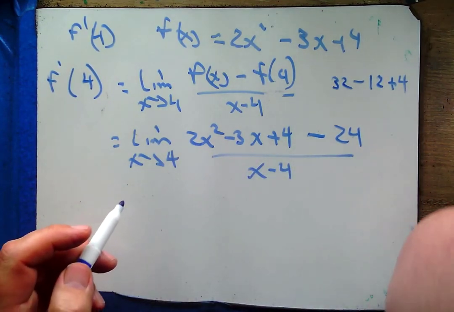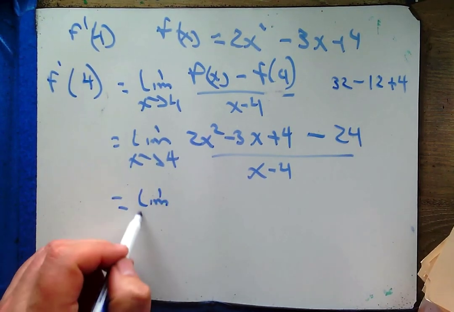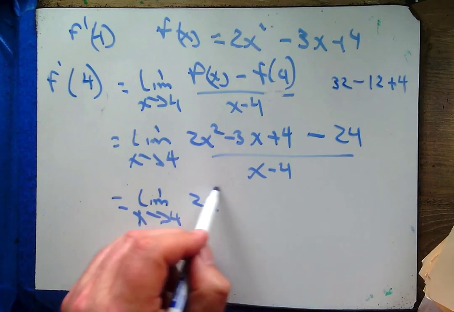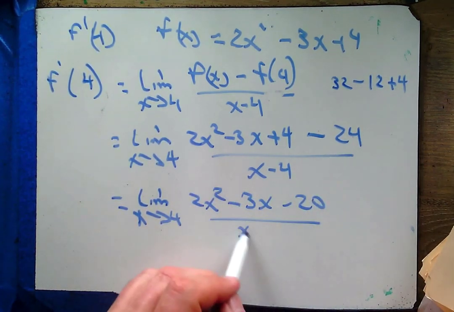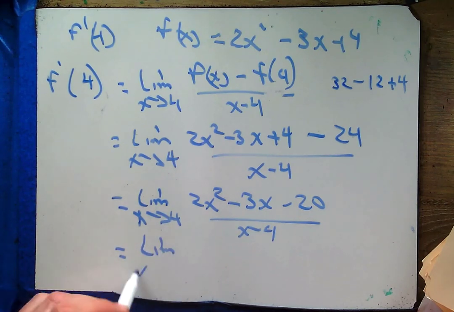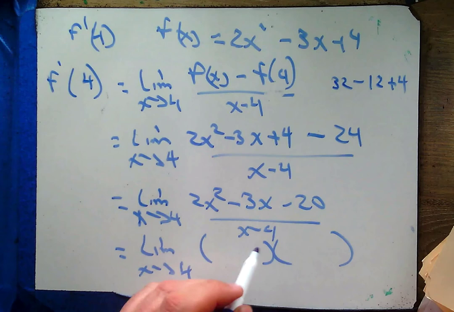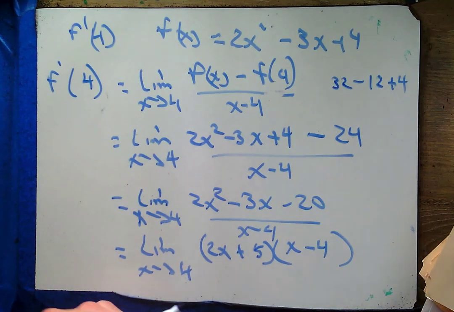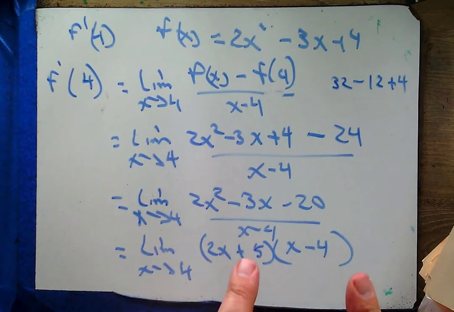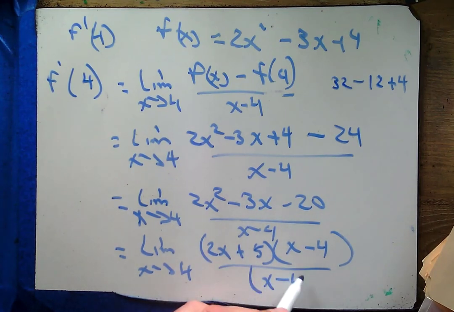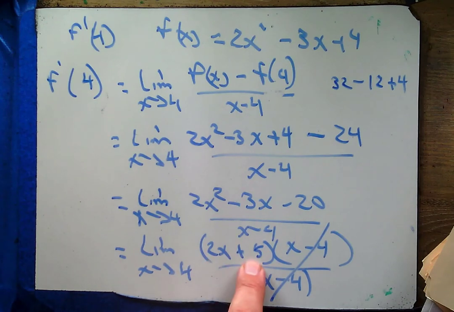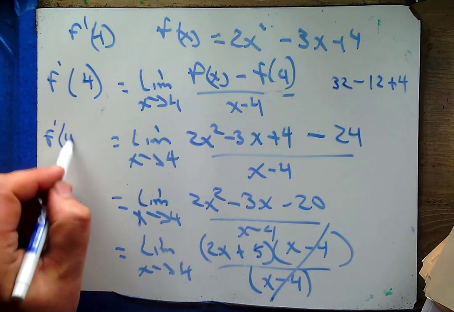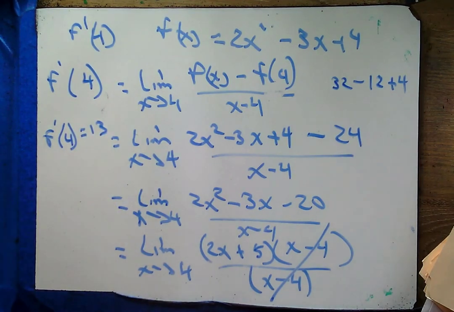Okay, so we now have the limit as x approaches 4 of 2x squared minus 3x minus 20 over x minus 4, and I'm thinking that this is going to factor, and that one of the factors will be x minus 4. How did I know that this would be an x minus 4? Because somebody's got to cancel with that guy on the bottom, or I won't be able to do direct substitution. And so when I do, 2 times 4 is 8, 8 plus 5 is 13, and f prime of 4 is 13. Okay, so that was part A.